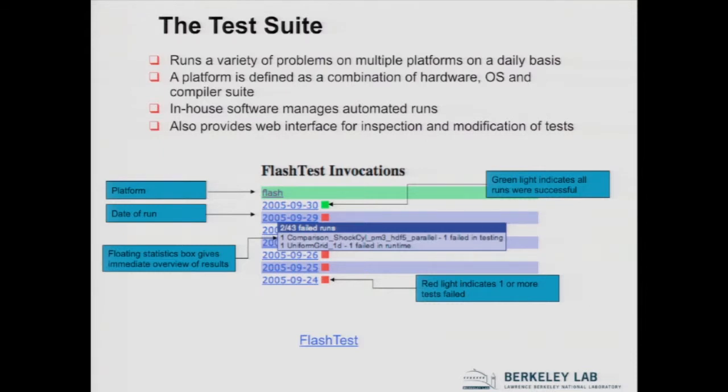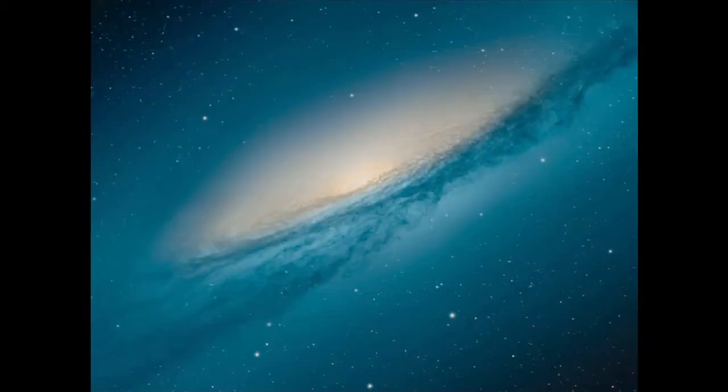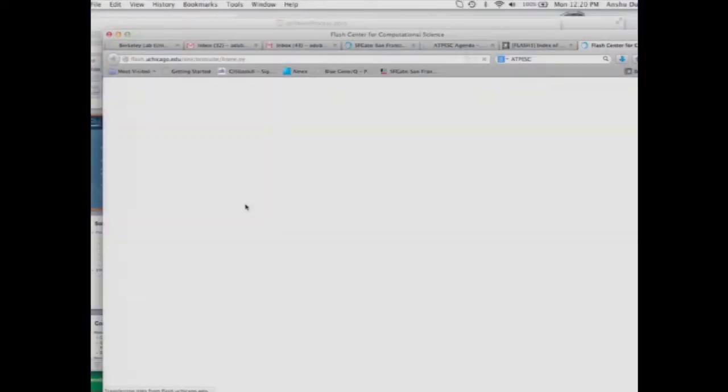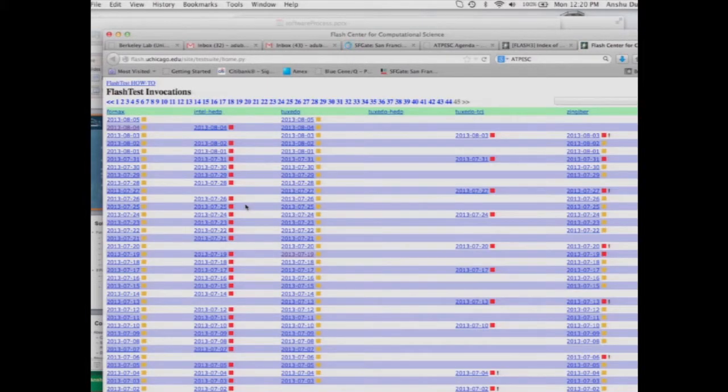And when you click upon any of these links, it gives you more statistics about that particular test. We started out with this, and then we found that this is not particularly informative, because then you always only have red lights, because every day at least one test will fail, right?